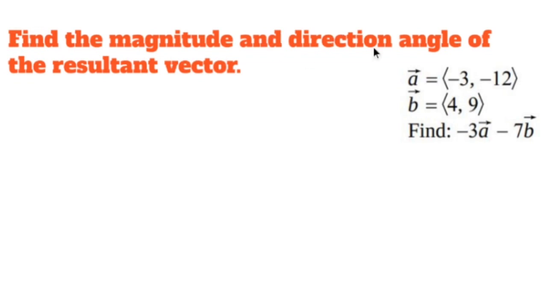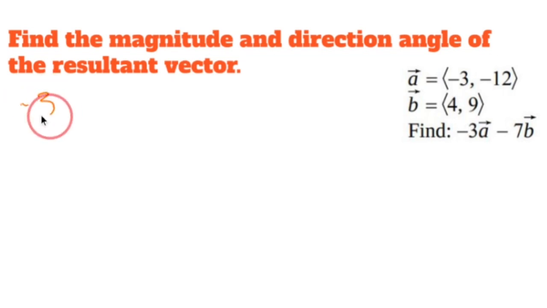Find the magnitude and direction angle of the resultant vector. Resultant vector means you're going to take a vector or two or more and add, subtract, multiply, do stuff to it to get an answer. In this case, we're taking a and b, multiplying -3 to a, and subtracting 7 times b. Let's find out what that is first.